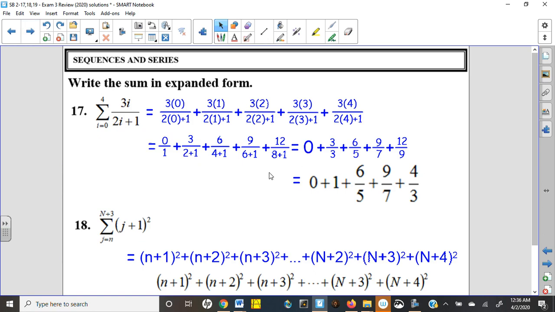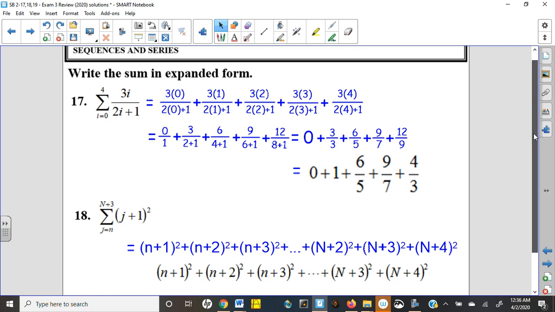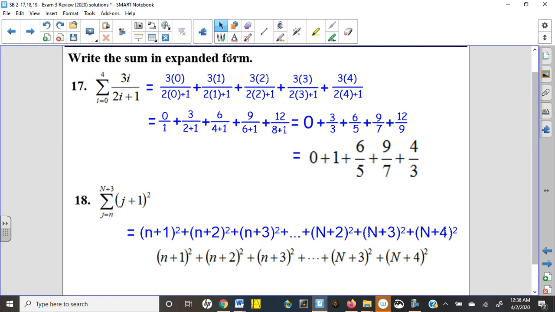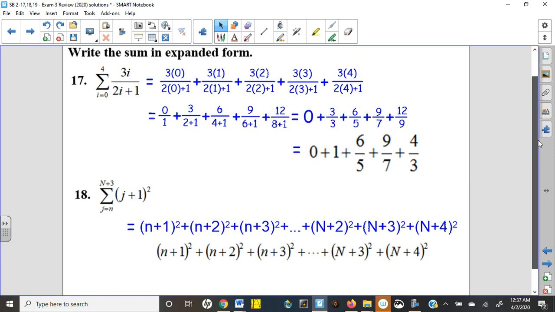17 was a problem where we were just expanding the sum, and that's how that one looked. It didn't say to evaluate the problem, so once I simplified my fractions a little bit, I was done. If it said to evaluate, we would have had to actually get a common denominator and add those together.